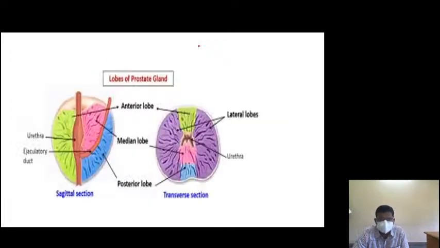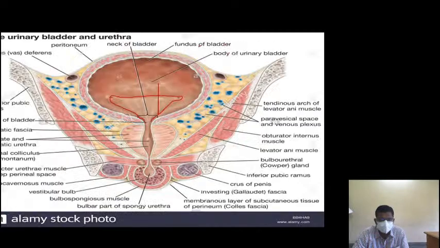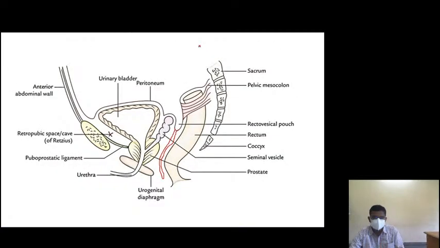So now let us see the relations of this prostate. You can see that the prostate is anteriorly related to the retropubic space or space of Retzius, and posteriorly it is related to the Denonvilliers fascia, and inferiorly it is related to the urogenital diaphragm, and superiorly, that is the base of the prostate, it is related to the neck of the urinary bladder. So this is all about the prostate and its clinical importance.